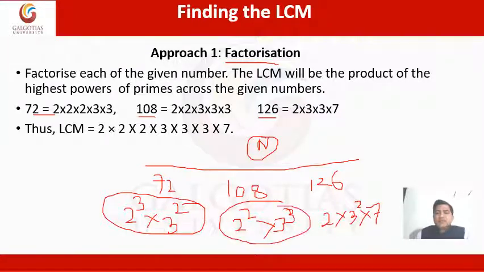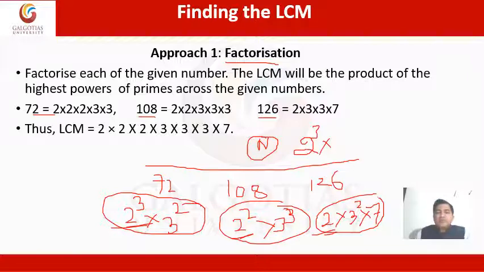the number should be minimum. Correct? Now let's treat each of the prime factors separately. What should be the minimum power of 2 which will be divisible by 2 cube, 2 square and 2 to the power 1? That will be 2 cube.